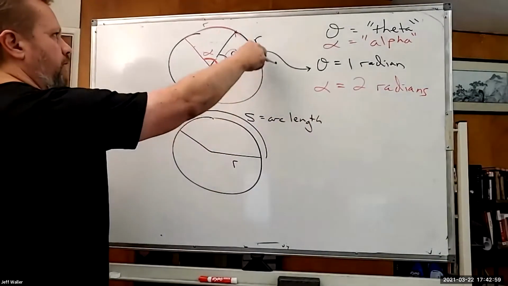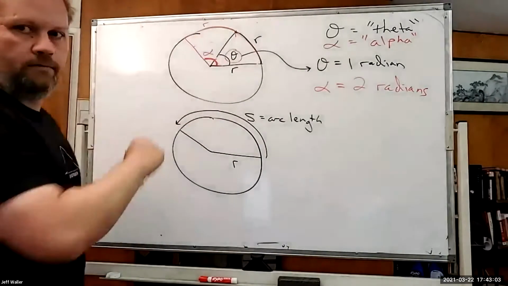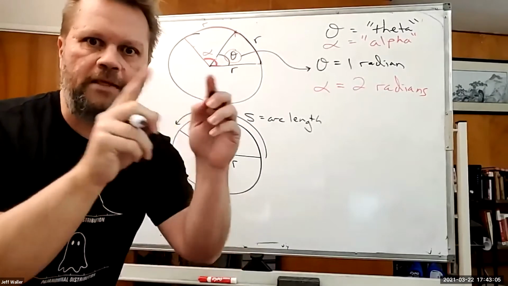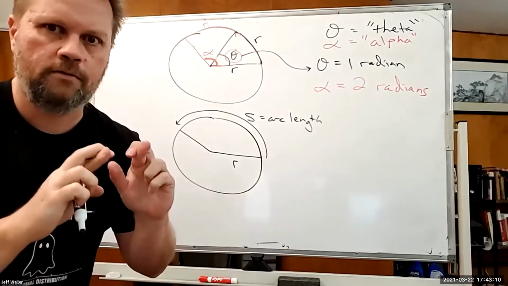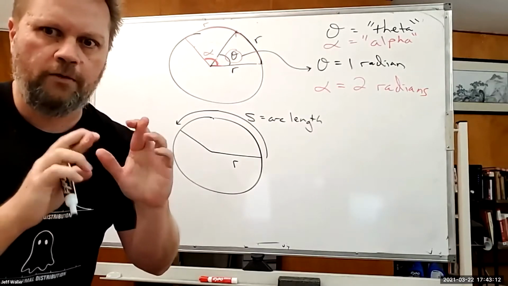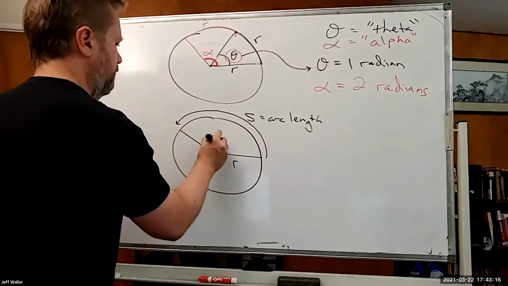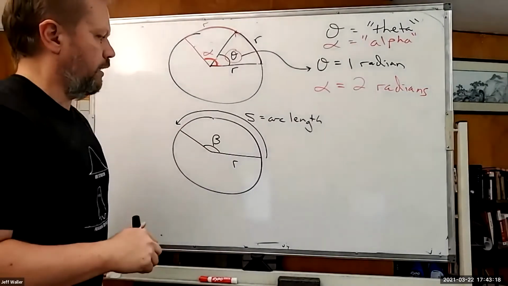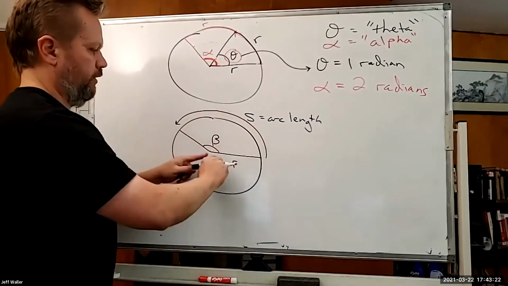So like here, the arc length is R, and here the arc length is 2R. Everybody with me? So it's like a piece of the circumference. All right. Everybody with me? How would I figure out what this angle is? Let me use beta. How would I figure out how big that angle is if it's S and the radius is R?